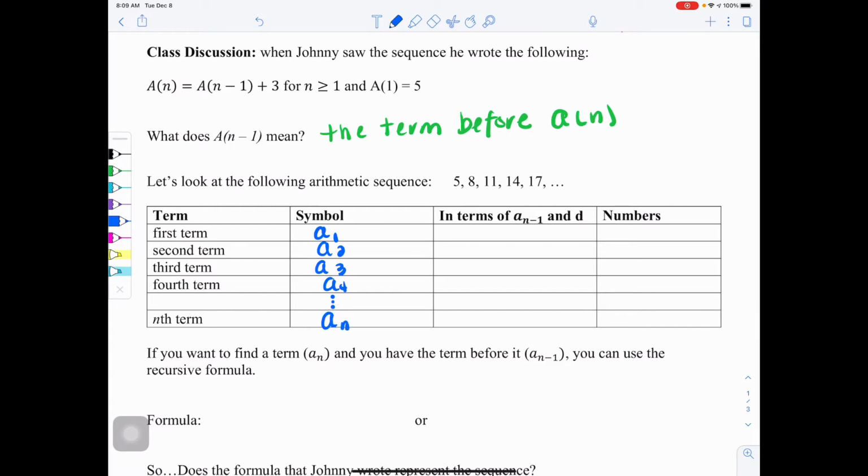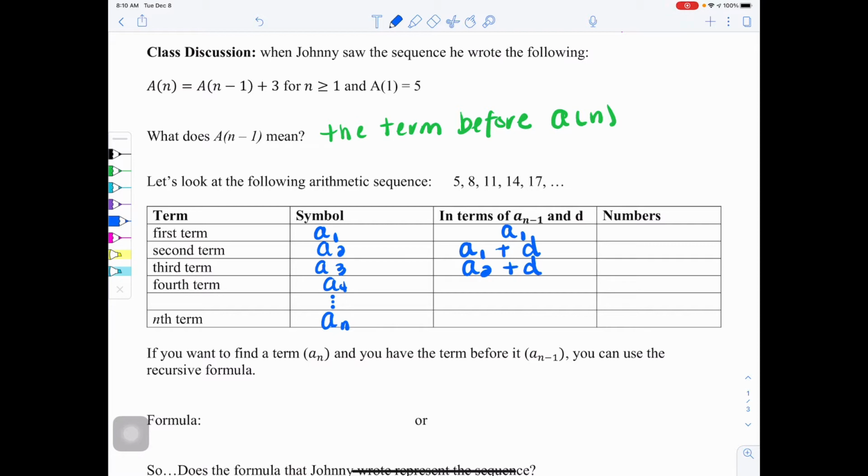In terms of a sub n minus 1 and the common difference, let me show you how this is going to stack up. The first term is still exactly the same, a sub 1. Now, instead of writing a sub 2, we're going to use the term before a sub 2, which would be a sub 1, and add the common difference. Instead of writing a sub 3 for the third term, I'm going to use the term that came before it, because remember, n minus 1 means the one that came before it. What came before a sub 3 was a sub 2, plus the common difference to get a sub 3.